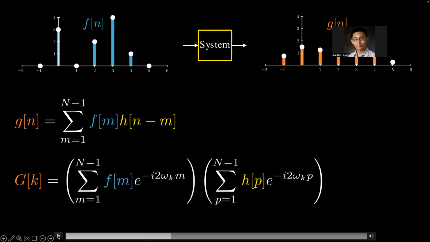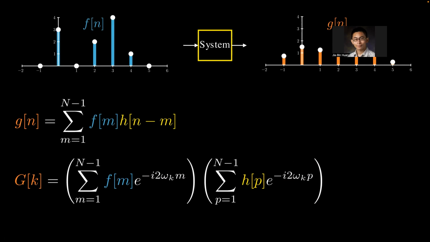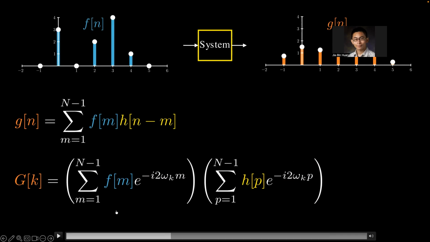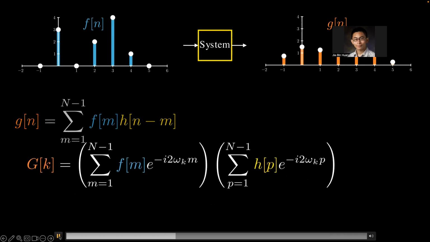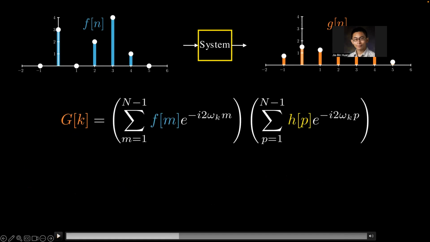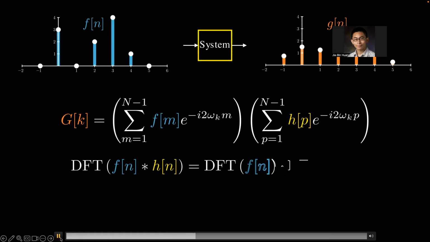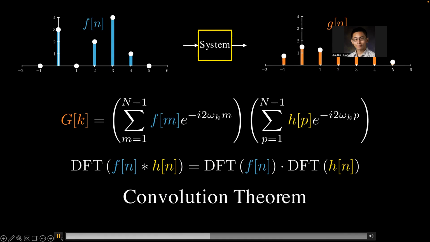But what I'm going to show here is the following. It says that, so this guy, the Fourier transform of the output signal is the Fourier transform of the input signal multiplied by the Fourier transform of the system, of the filter. Okay, so this relationship is called the convolution theorem. Okay, so why do you want to do this?